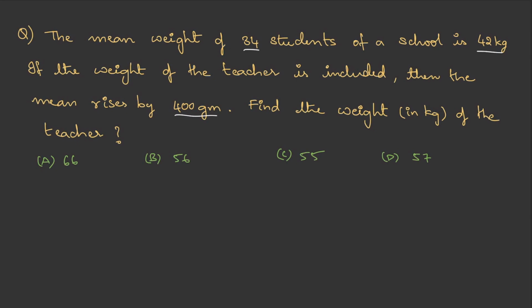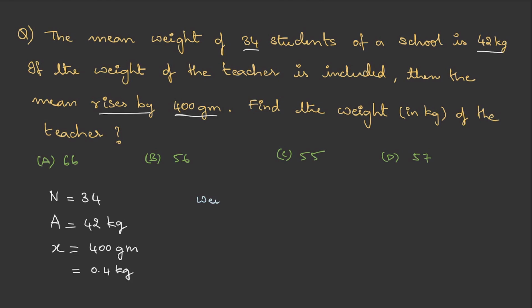For this, let me write the given data. The number of students or the observations is 34, and the mean weight or the average weight is given as 42 kg. And they have given the value raises by 400 grams. So the x value is basically 400 grams. If I convert this into kg, this is 0.4 kg. And we are supposed to calculate the weight of the teacher or the new value that was included.